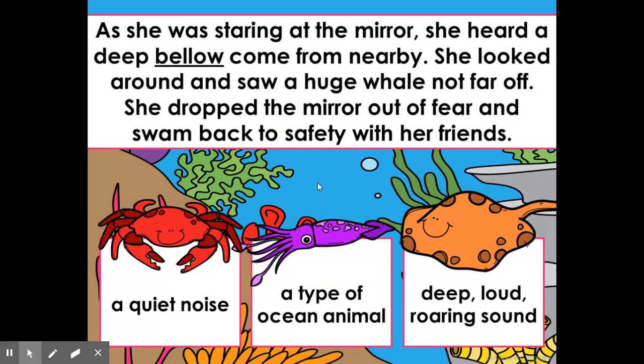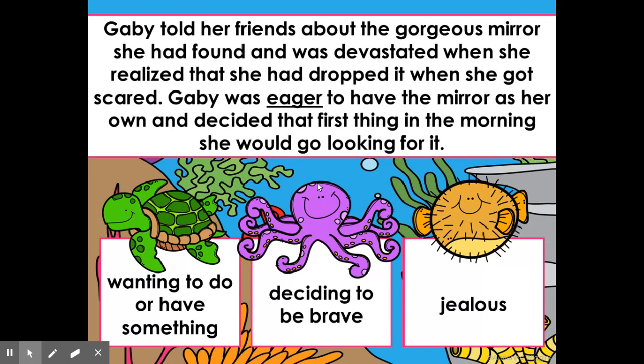All right. As she was staring in the mirror, she heard a deep bellow come from nearby. She looked around and saw a huge whale not far off. She dropped the mirror out of fear and swam back to safety with her friends. What does bellow mean? Does it mean a quiet noise, a type of ocean animal, or a deep, loud, roaring sound? All right, the next one.